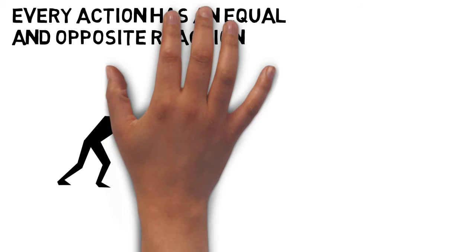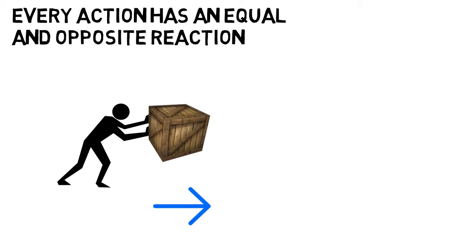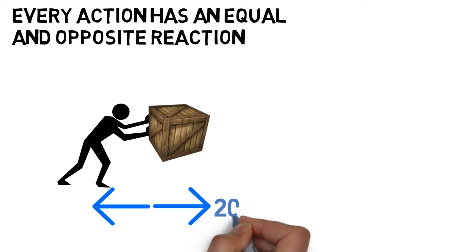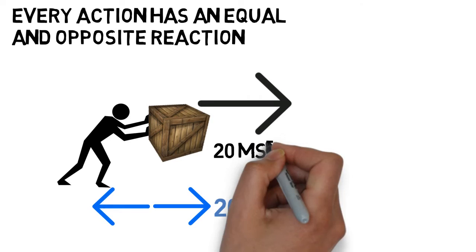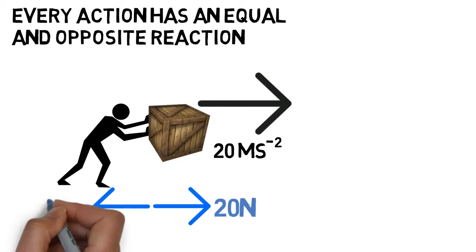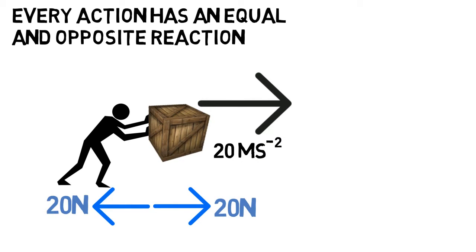Newton's third law of motion states that every action has an equal and opposite reaction. This means, in practical terms, if I exert a force on something, then it exerts the same force back on me. This doesn't mean we'll accelerate at the same rate though. If I push a 1 kilogram box with a force of 20 newtons, that box is going to start accelerating at 20 meters per second squared. While that's happening, the box is exerting a 20 newton force back on me, but because my mass is quite a bit more than 1 kilogram, I will barely accelerate at all.